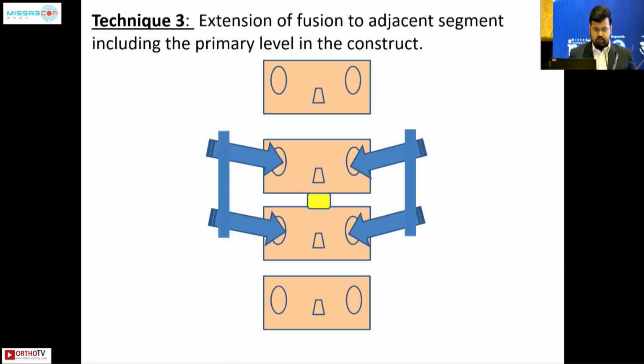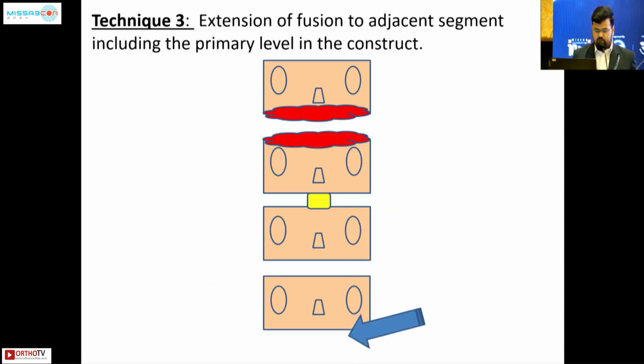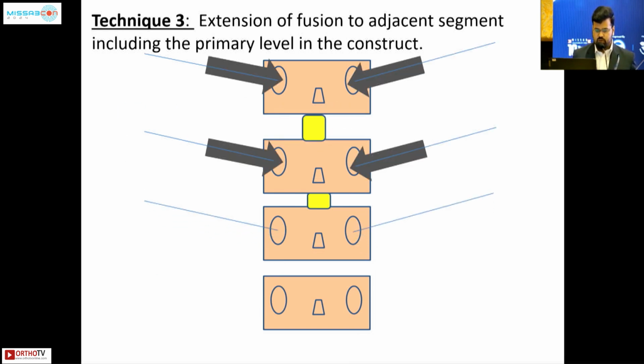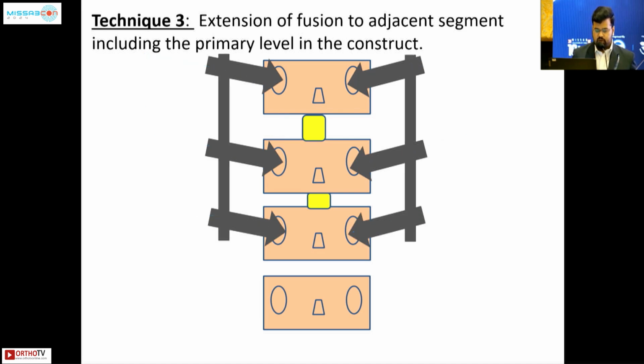Let us discuss the third technique, which involves the extension of fusion to the adjacent segment, including the primary level in the construct. This is a primary fused segment. Patient develops adjacent segment disease. By using paraspinal incision, implant removal was done. Guide wires were inserted into adjacent segment as well as the primary segment. Using tubes, MIS TLIF was done at the adjacent segment. Screws were inserted over the guide wires and connecting rods were applied, including the primary level in the construct.